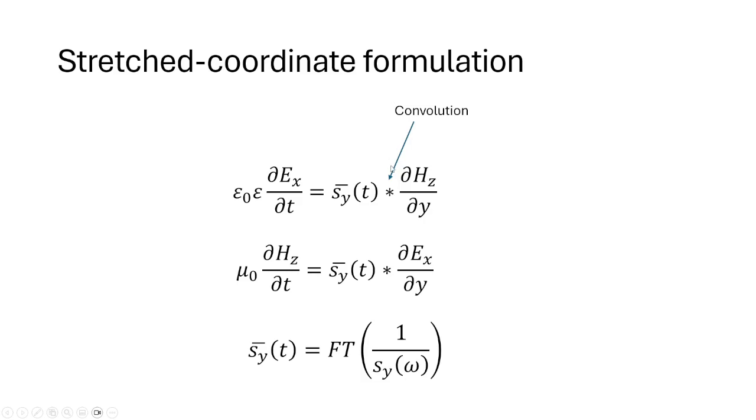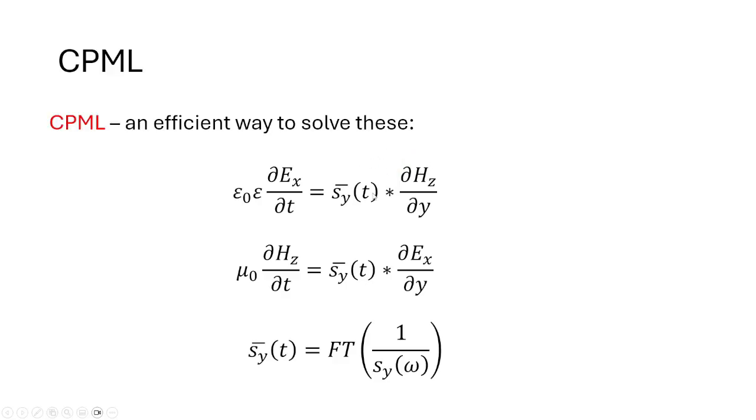However, what we also have here are these star operators. So these are convolution operators. So this tells me that we need to do a convolution integral of s_y at t with the derivative of the magnetic field. So this leads us to the CPML, also known as the convolutional PML, because there's this convolution here. And the CPML is just an efficient algorithm to solve these equations in the PML region. So I'm not going to go deep into the math about all this stuff. I'm just going to skip a few steps.